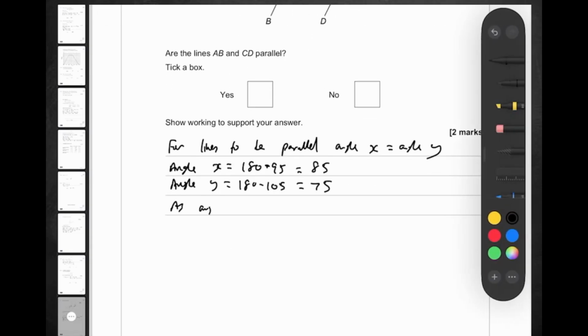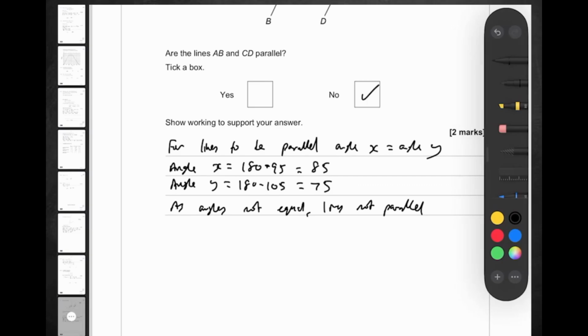As angles not equal, lines not parallel, and making sure I tick the no box.